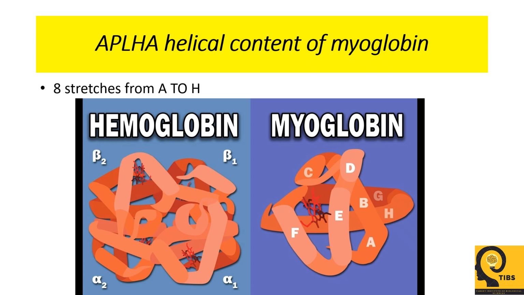Here is the three-dimensional structure. Myoglobin has 8 stretches from A to H. As you can see here, this is the A stretch, and there is a bending, then there is a B stretch, then again a bending and a C stretch, a D stretch, then E stretch, F stretch, G stretch, and the H stretch. In total, A to H stretches are present in the myoglobin polypeptide chain.